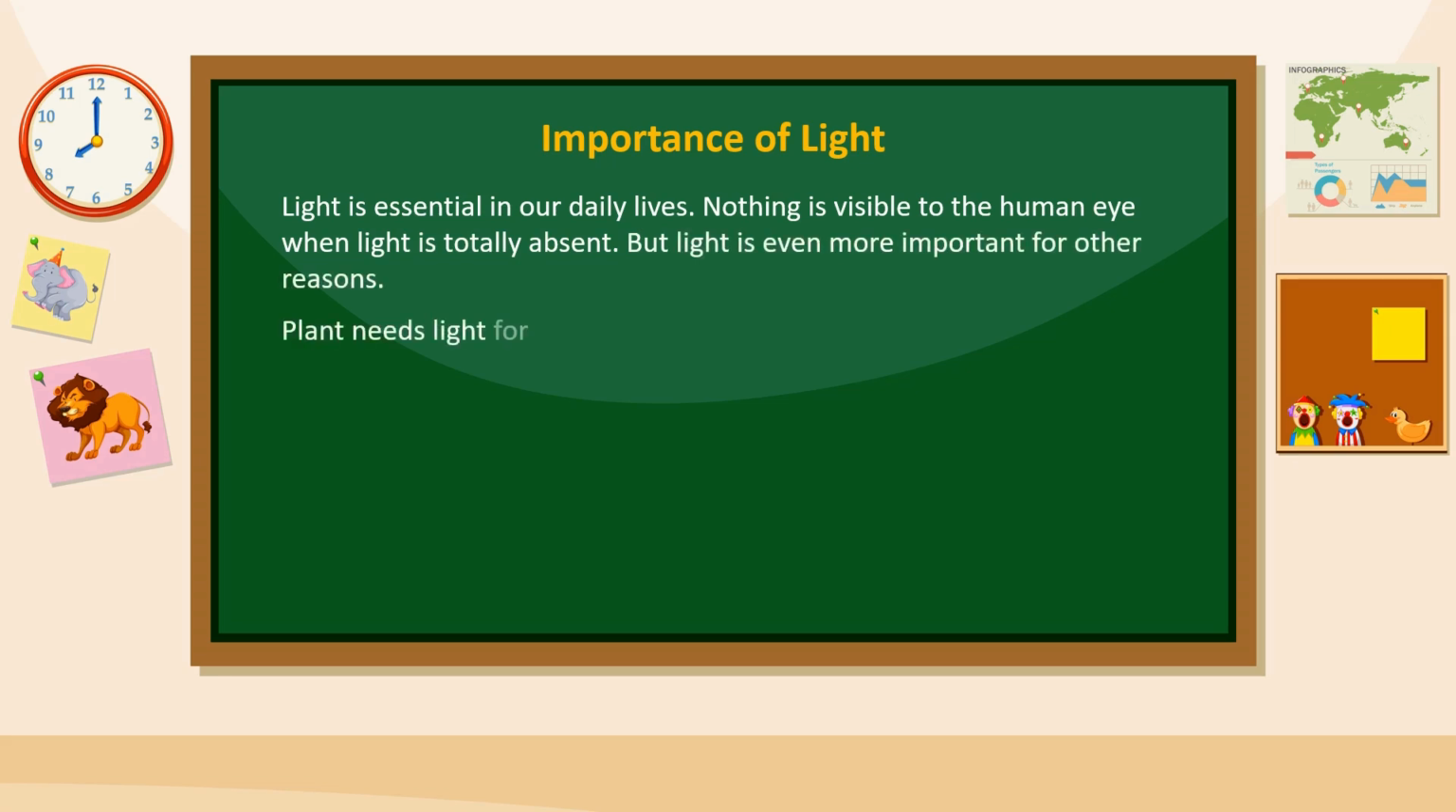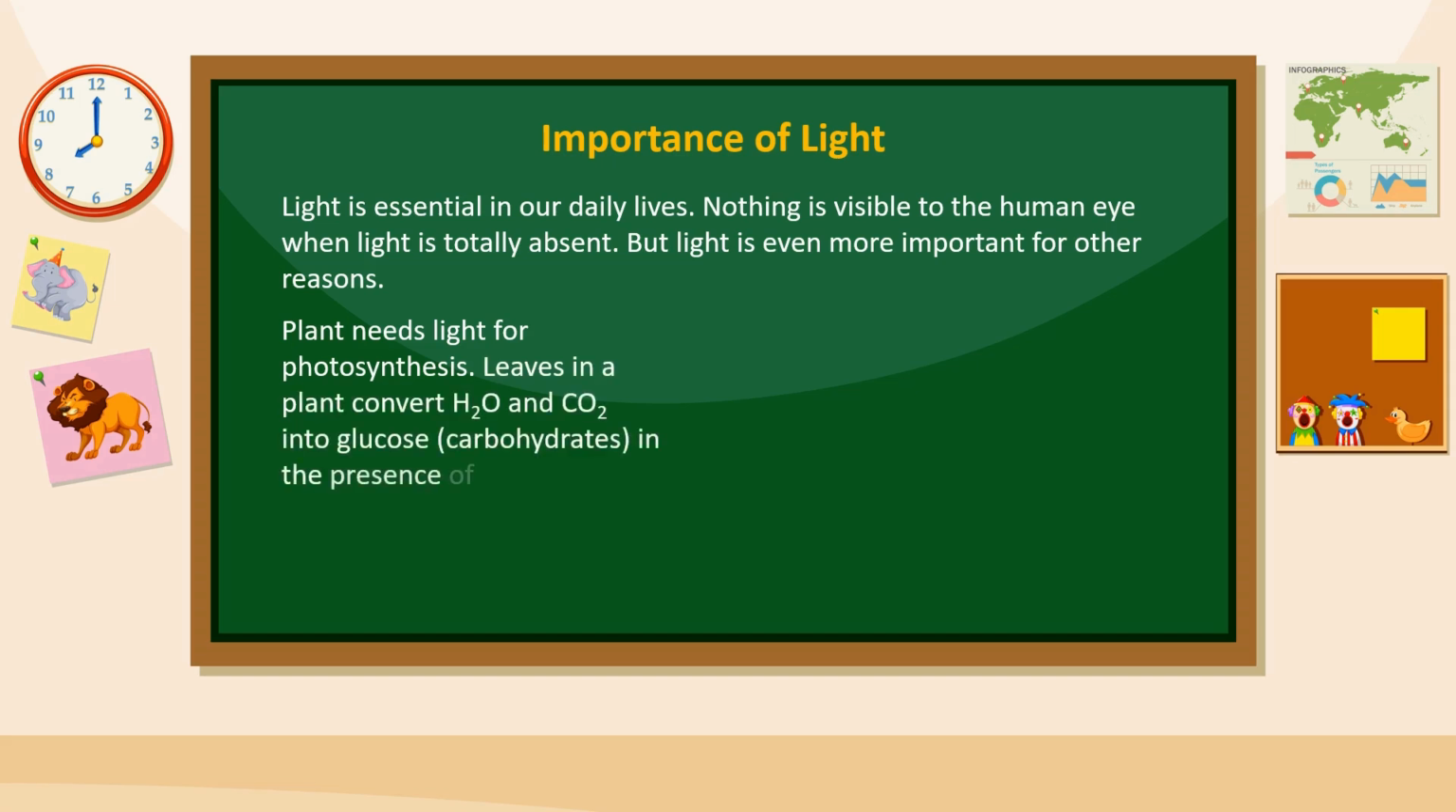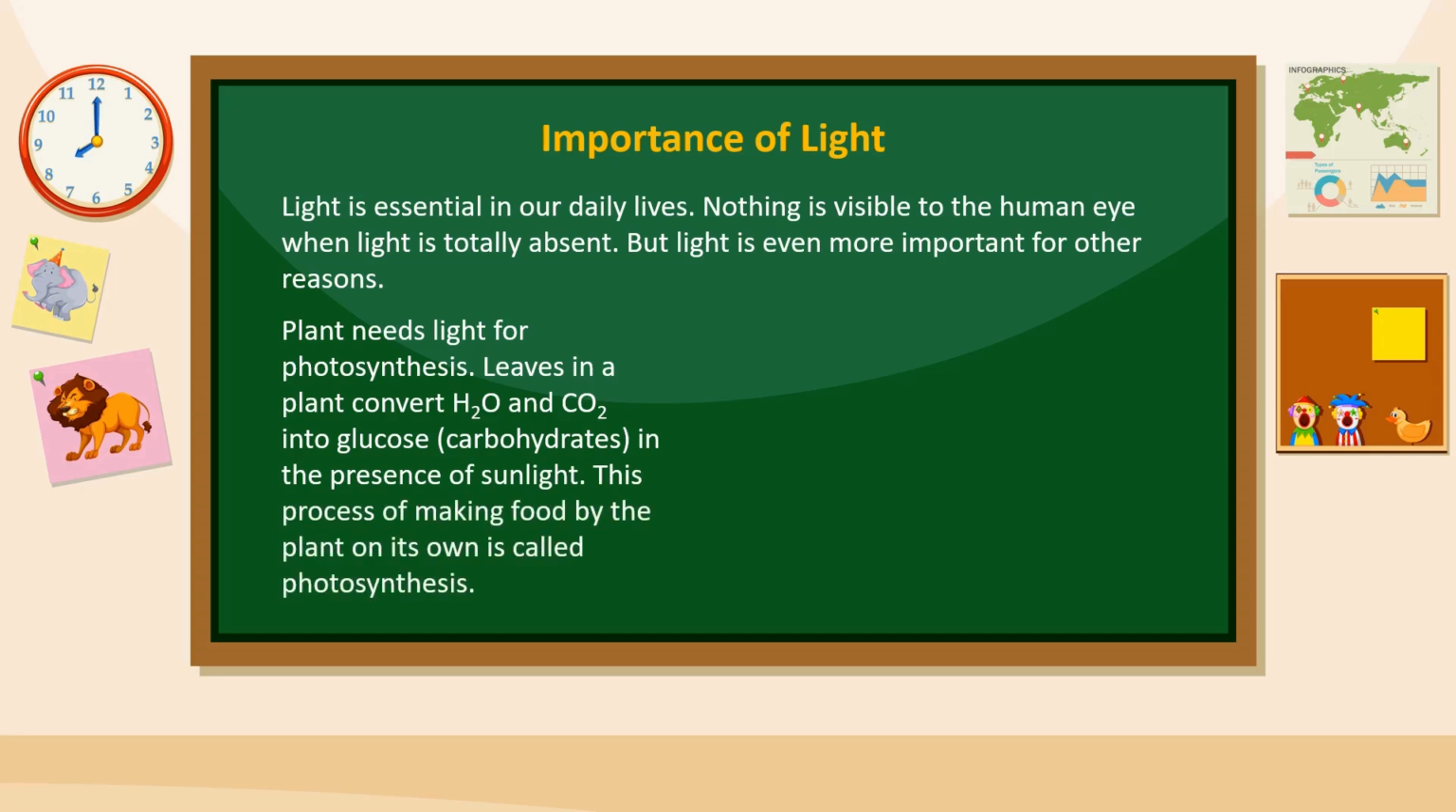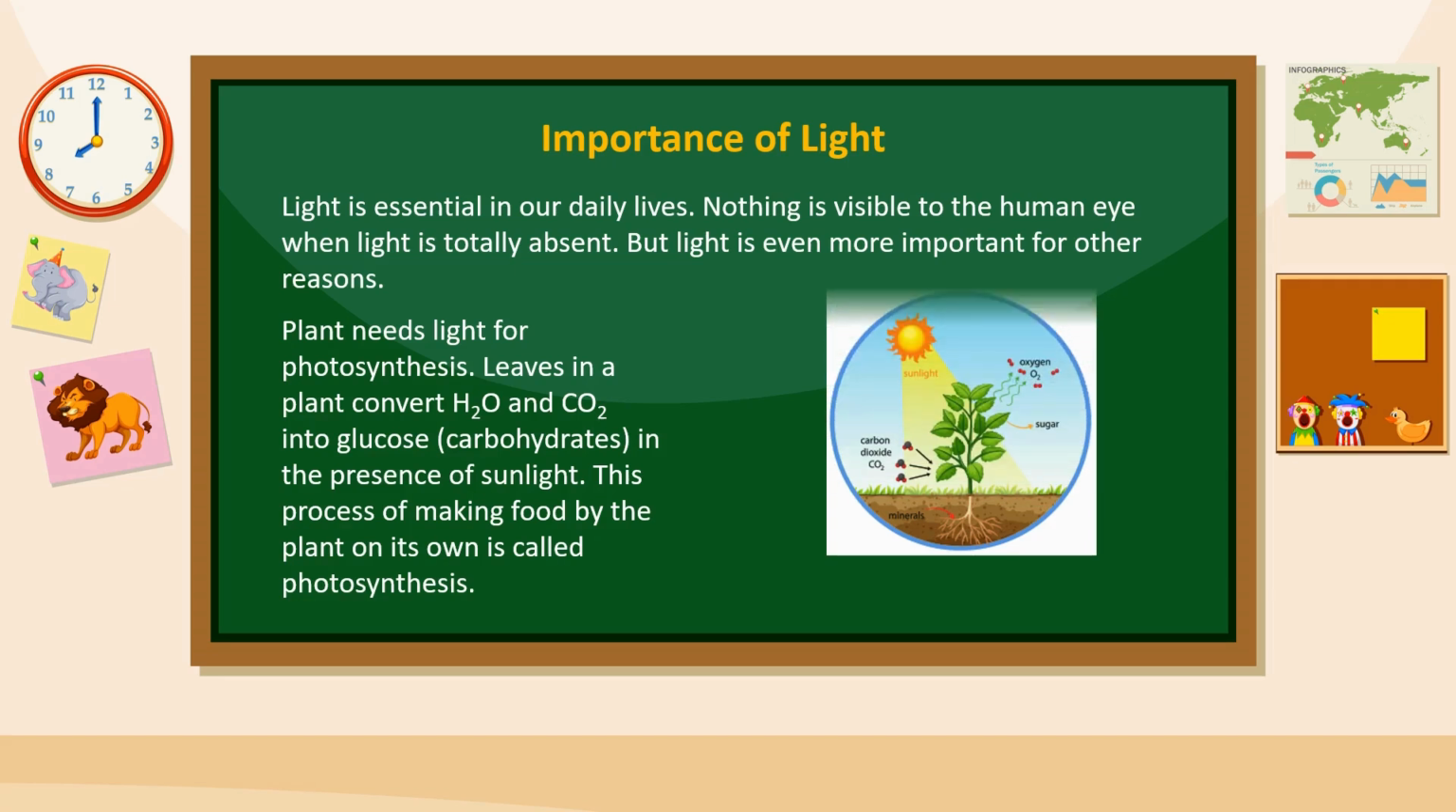Plant needs light for photosynthesis. Leaves in a plant convert H2O and CO2 into glucose, carbohydrates, in the presence of sunlight. This process of making food by the plant on its own is called photosynthesis.